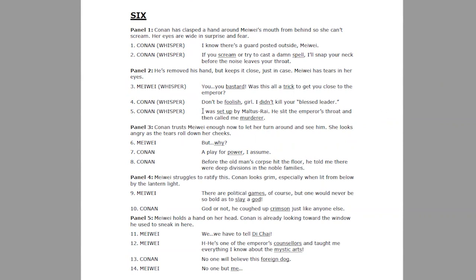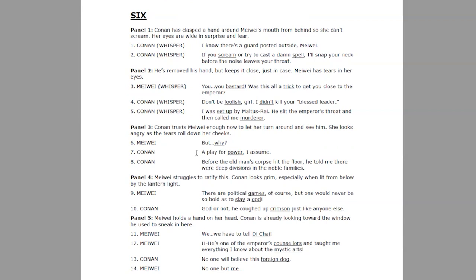And then the next line is, "I was set up by Malthus Ray. He slit the emperor's throat and then called me murderer." In theory, you could put that all in one word balloon, but breaking it into two separate ones just gives it a bit more room to breathe, and it'll give the letterer a little bit more flexibility to push it around. Same kind of thing here. Mayway asks a question, and then his immediate answer is one balloon all by itself.